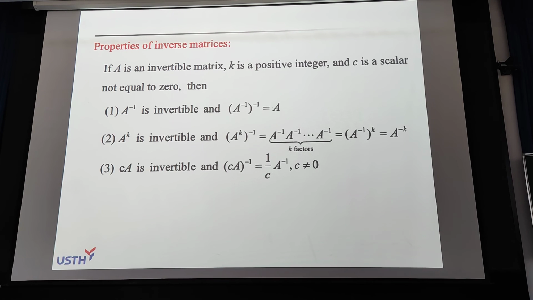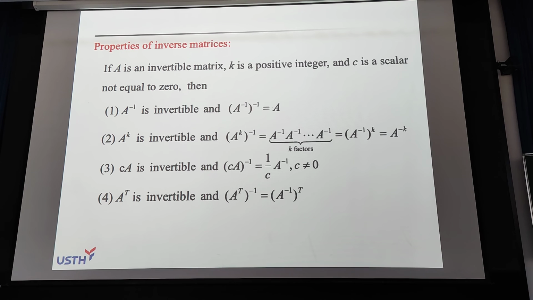And c, now in that property I require that c is non-zero. In case c is non-zero, c multiplied by A is also an invertible matrix, and the inverse of cA will be 1 over c multiplied by A inverse. So at this formula, we have A inverse, but also we have 1 over c. That is the reason why we require that c is a non-zero number, because we need to divide by the number c.